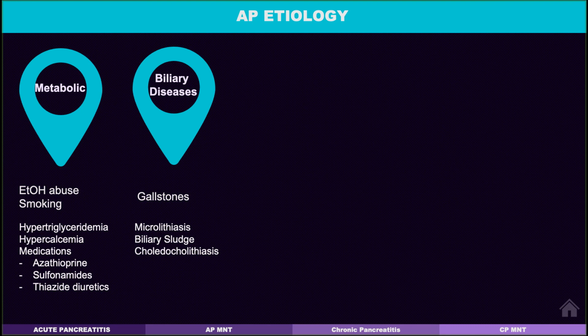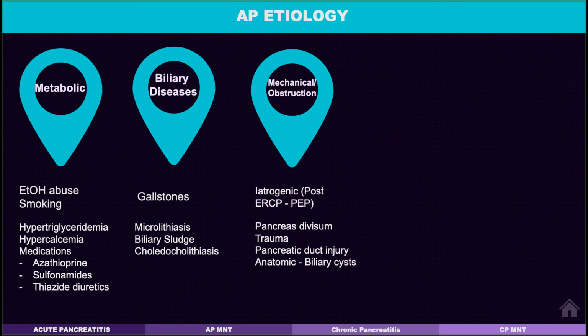biliary sludge, and choledocholithiasis, and choledocholithiasis is gallstones. And that's more obstructive. We also see there's mechanical obstruction and iatrogenic, which is post-ERCP, and ERCP is endoscopic retrograde cholangiopancreatography, and it is also an etiology for pancreatitis. It's a procedure that enables visualization of the pancreas and bile ducts. The problem is that it's been shown to cause injury in some patients, direct injury to the pancreas, and they end up with post-ERCP pancreatitis, or PEP. I can say that. Endoscopic retrograde cholangiopancreatography pancreatitis. That's a mouthful.